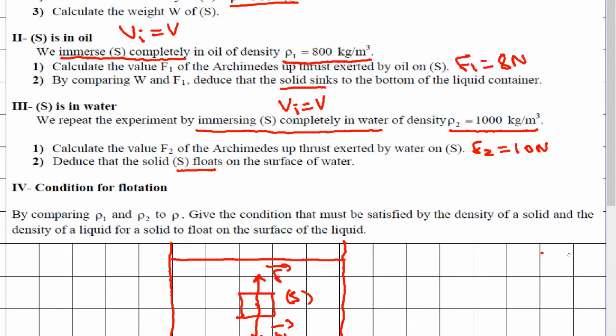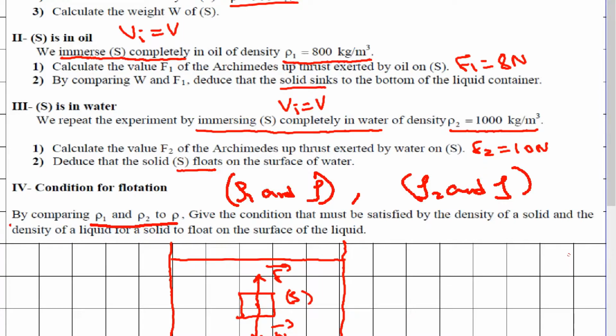Now part 4, condition for flotation, by comparing ρ1 and ρ2 to ρ. So what's meant by this? We need to do the comparison between ρ1 and ρ on one side, and a comparison between ρ2 and ρ on the other side. But why? By comparison, give the condition that must be satisfied by the density of a solid and the density of a liquid for a solid to float on the surface of the liquid. So we are interested in the flotation, and the flotation refers to the third part of this exercise, because here S floats. So no need to compare ρ1 and ρ.